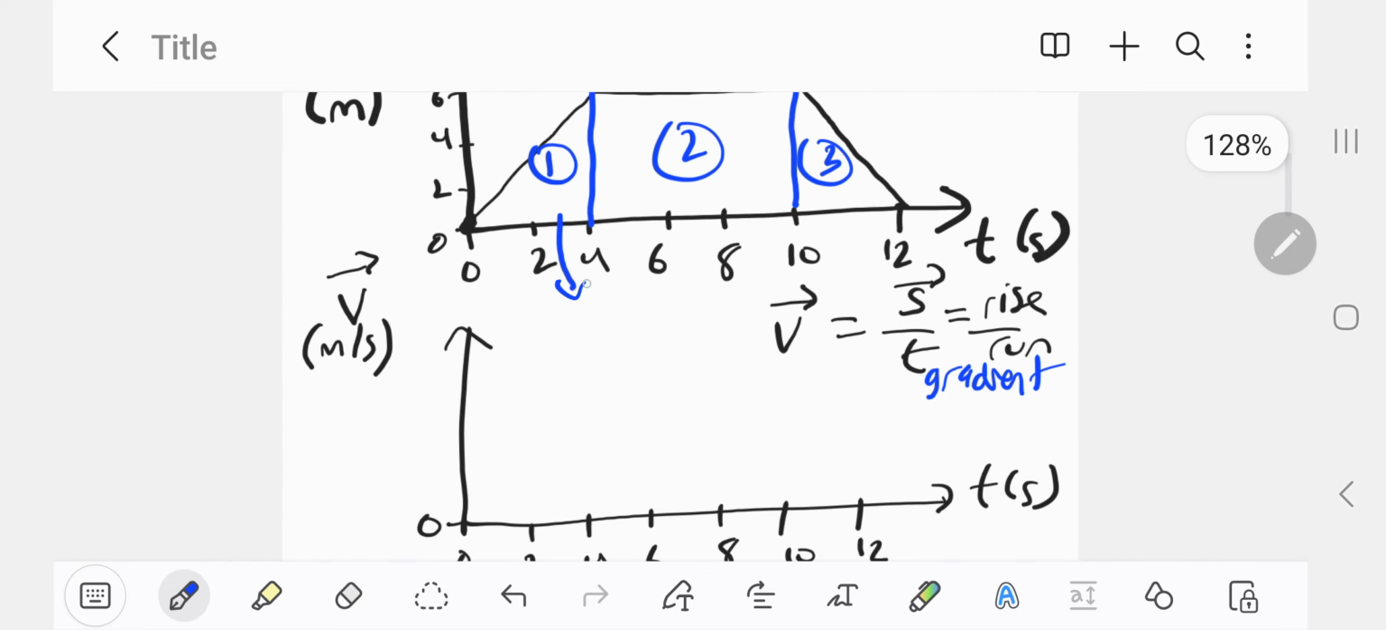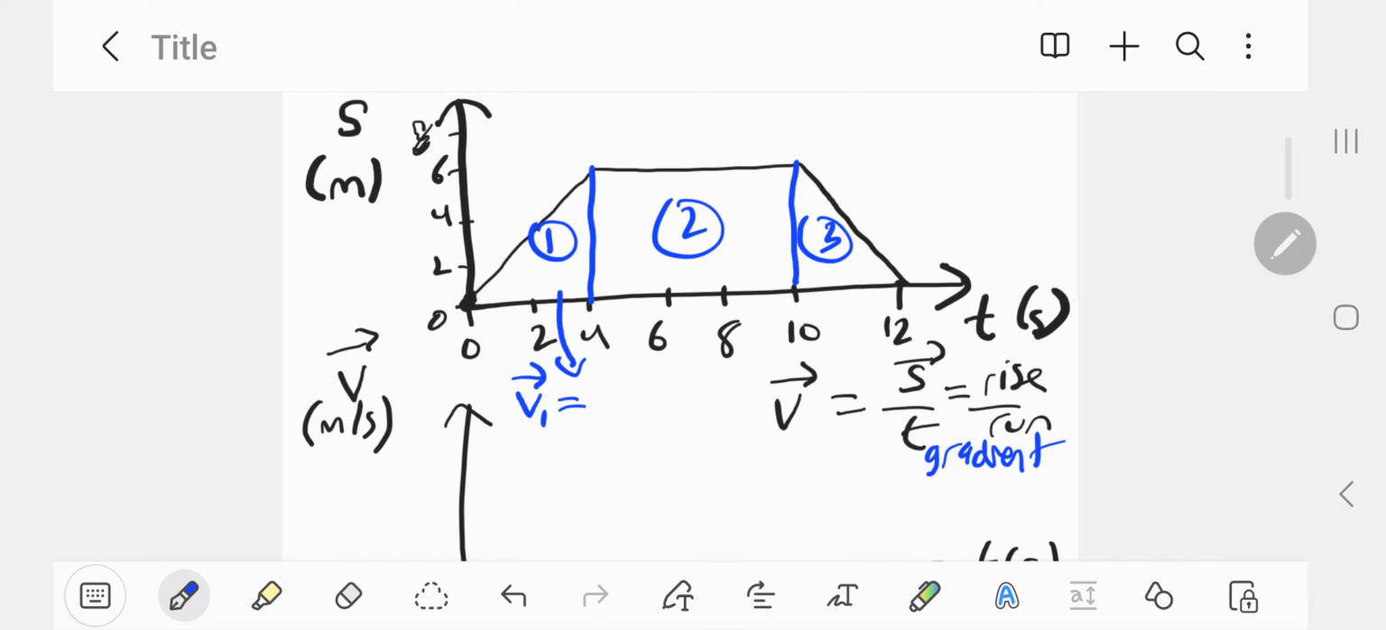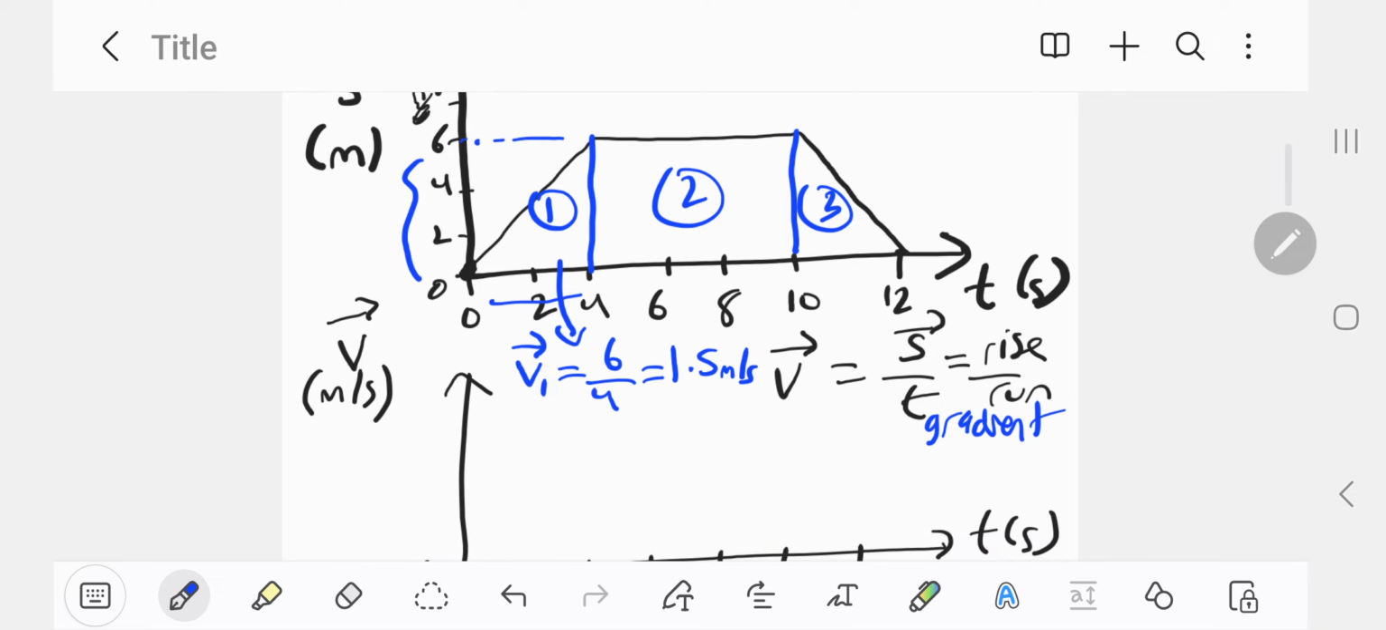So the first area here, velocity will be, I'm going to write velocity sub 1. The velocity for the first area will be rise, which is 6, over run, which is 4. And that's going to give me 1.5 meters per second.